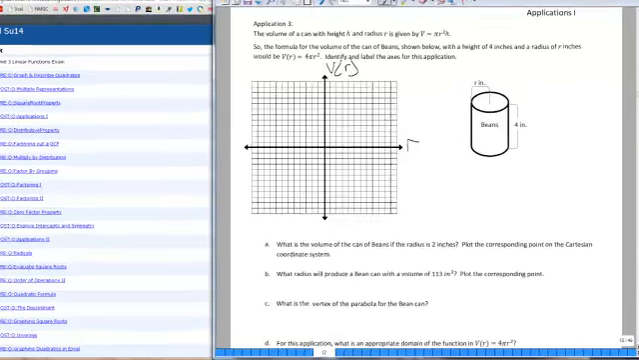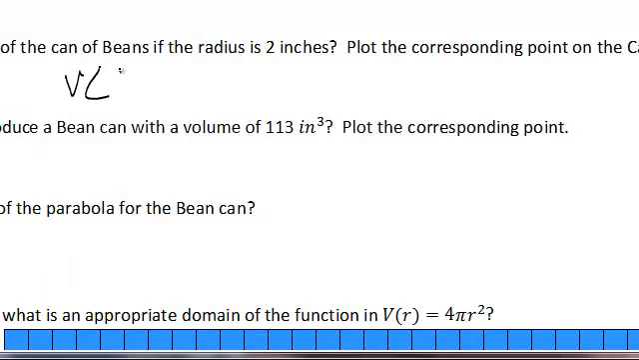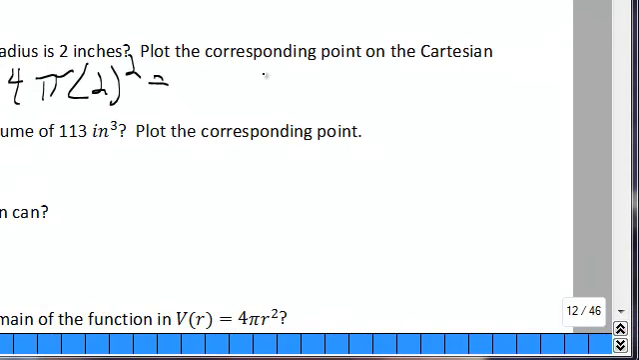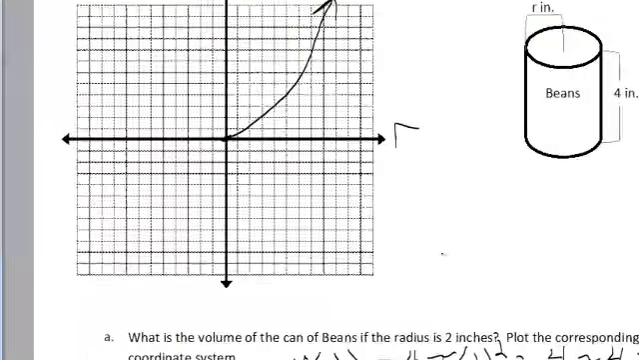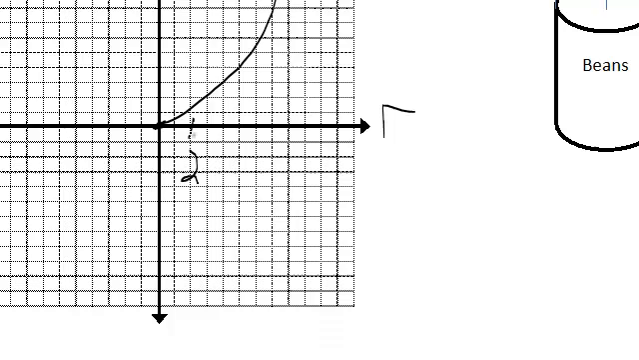What is the volume of the can of beans if the radius is 2 inches? So v of 2 equals 4 pi times 2 squared, which equals 4 pi times 4, which equals 16 pi, which is fine. You don't have to write that as a decimal. So you would plot that on your function. This graph actually looks like this. When the radius is 0, the volume is 0. As the radius increases, the volume increases. So this point would be 2. We could call this 16 pi.